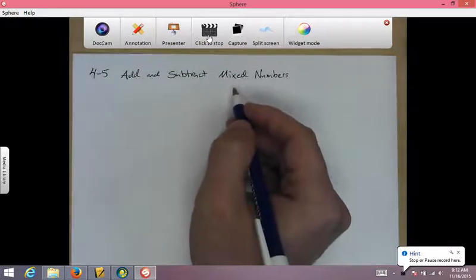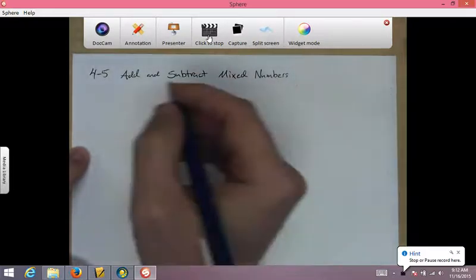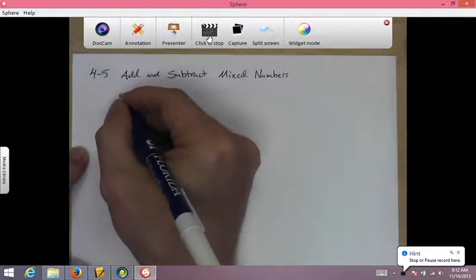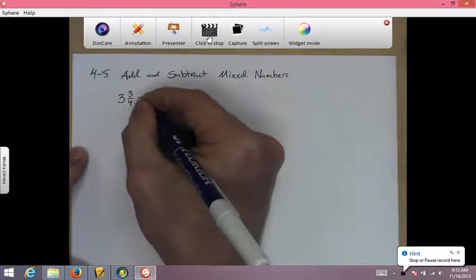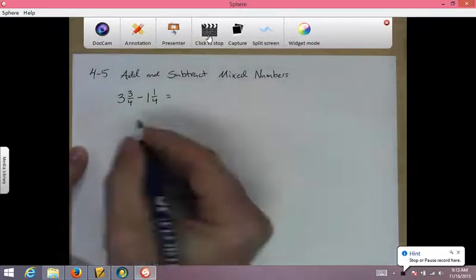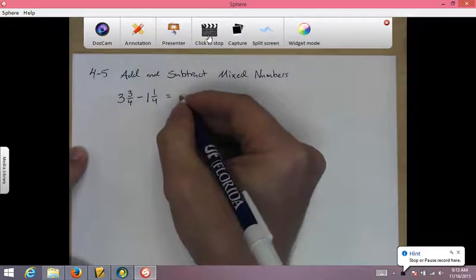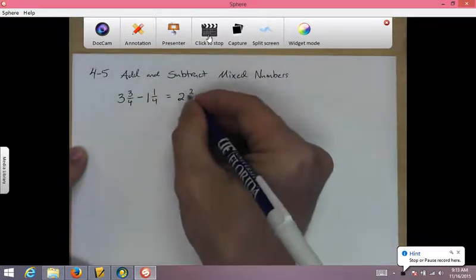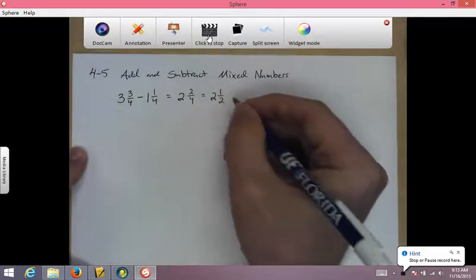So when we add and subtract mixed numbers, some of them are really easy to do. They're very straightforward. For example, if we had something like 3 3/4 minus 1 1/4, well, this one, denominators are already the same. You look at it and you say, okay, for the whole numbers, 3 minus 1 is 2, and 3/4 minus 1/4, that's going to leave 2/4, and I can reduce that to 2 1/2. That one's not too bad.